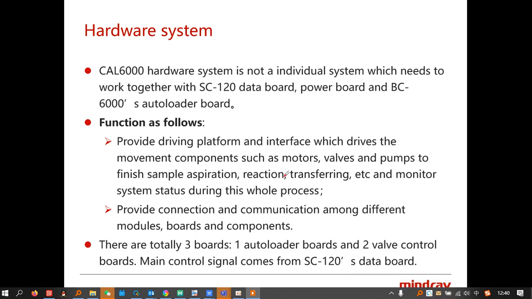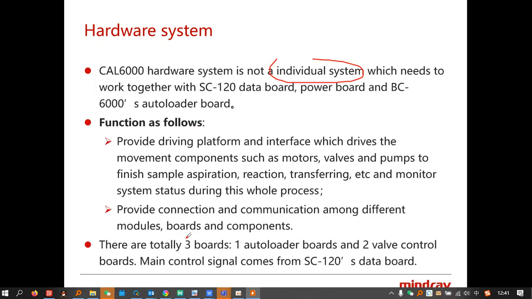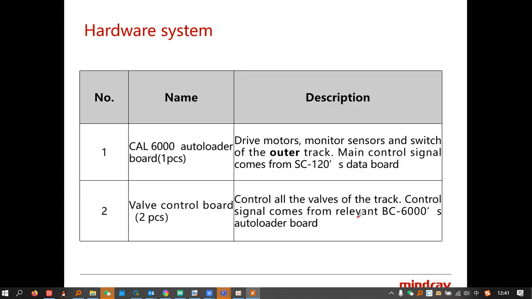Hardware system. It is not an individual system. It works together with the SC and the BC6000. There are totally 3 boards: 1 autoloader board and 2 well control boards. And the main control signal comes from SC. This is the key point.